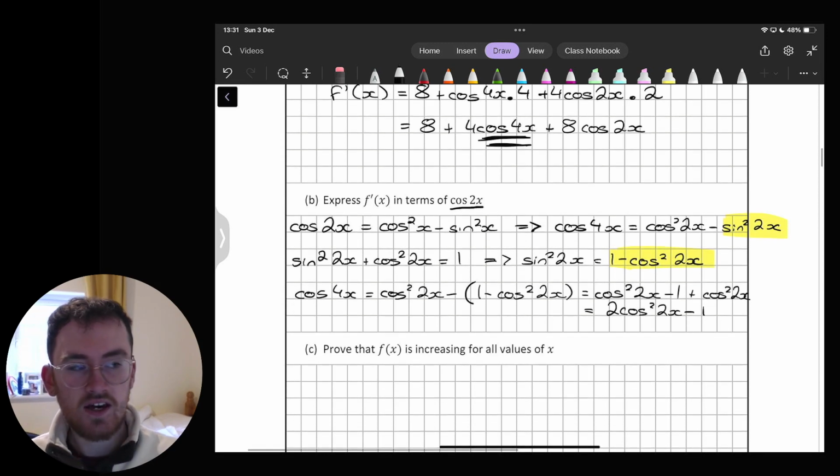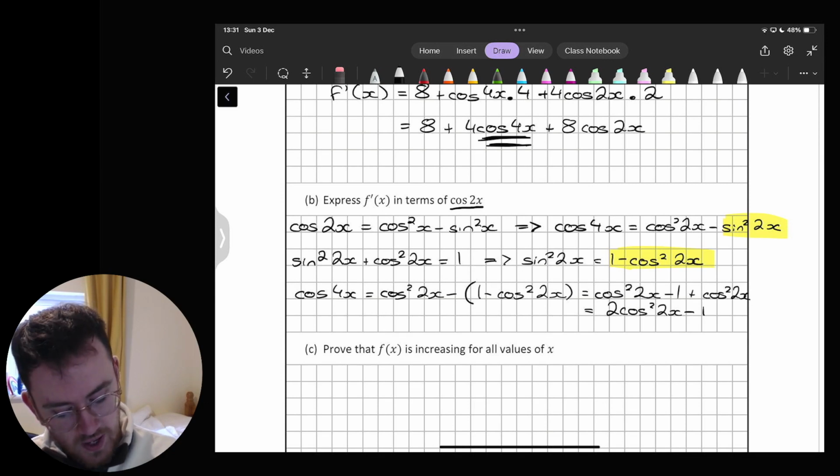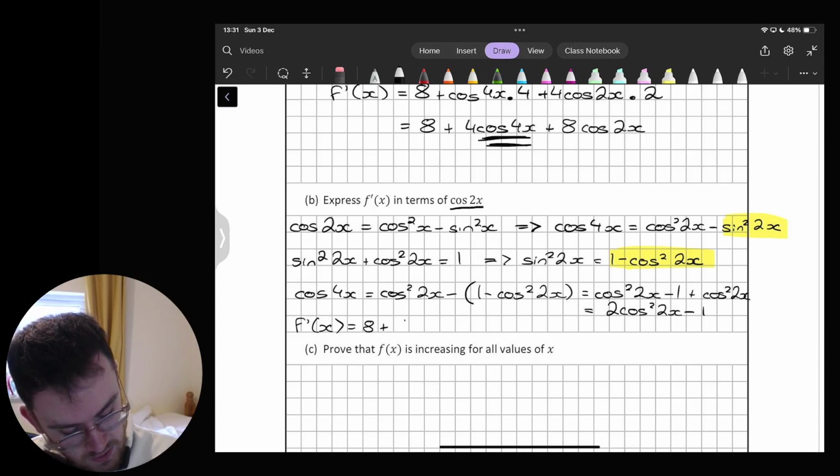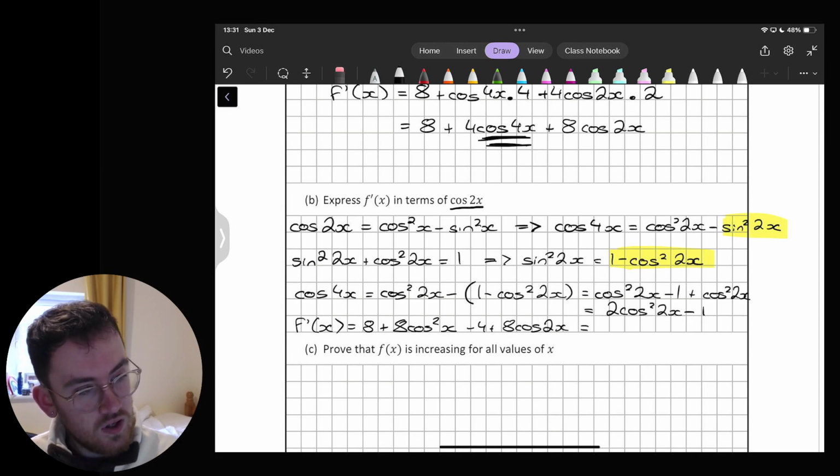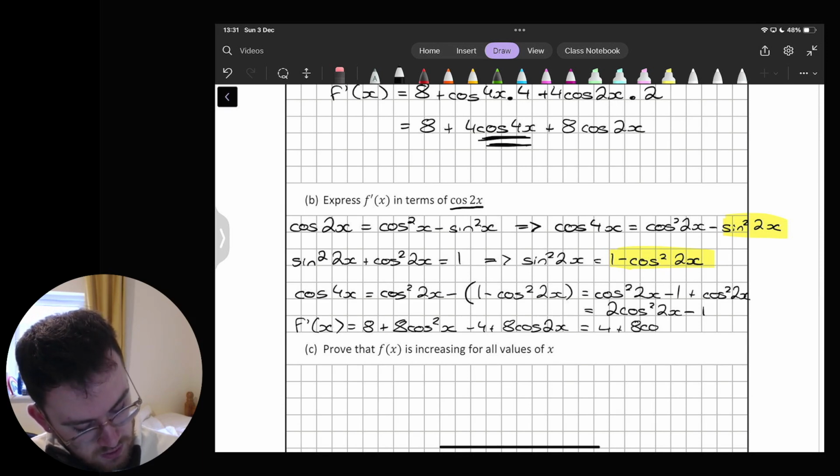So substituting that back in for the cos 4x that I have at the top, I get that the derivative is 8 plus 4 times this, so 8 cos squared 2x minus 4 plus 8 cos 2x, which is going to give me an answer of 4 plus 8 cos squared 2x, plus 8 cos 2x.